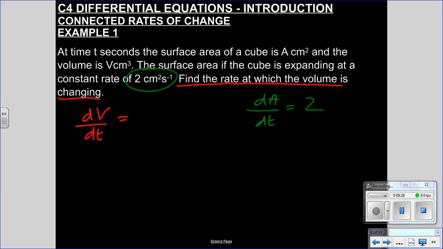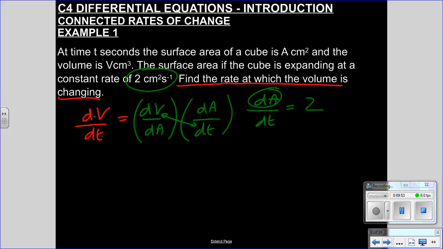So maybe I can write dV by dt as a split connected rate problem. What we want on the top is dV, what we want on the bottom is dt. So notice top and bottom always diagonal to each other. And now you can think of a variable that could go in between. And what must that be? Well, it must be the dA, mustn't it? The dA and the dA must cancel. So I've got dV by dA. And what's dA by dt? Well, we know that's 2. What is dV by dA?